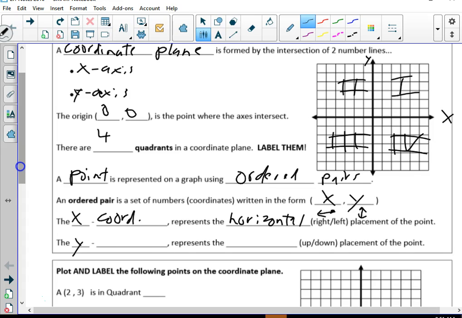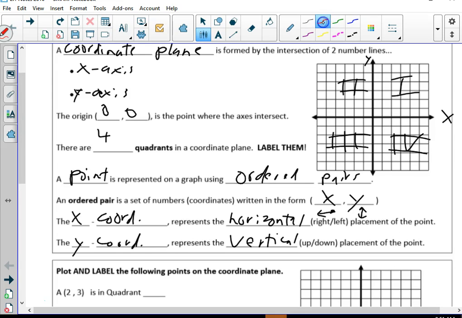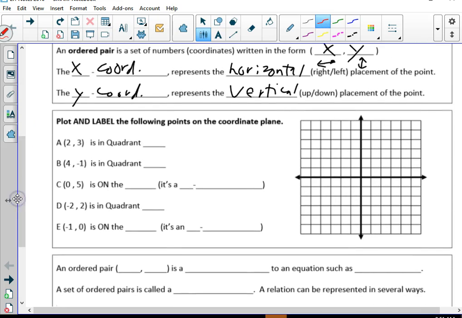The y-coordinate represents the vertical, which is up-down placement of the point. Okay, 2, 3. So we're going to plot these. Use a different color. 2, 3. Remember, we go in alphabetical order, so we're going to go right 2, up 3, and put an A. That's in quadrant 1.